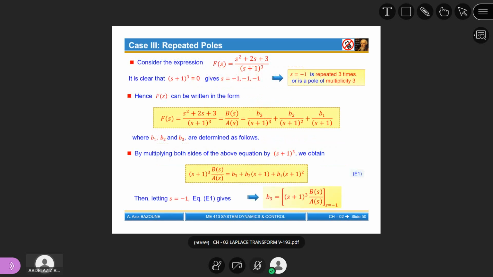Focus on the slide, focus with me Ali, please. Ali, you answer me: can you differentiate this term with respect to S? When you differentiate this with respect to S, what will you get?